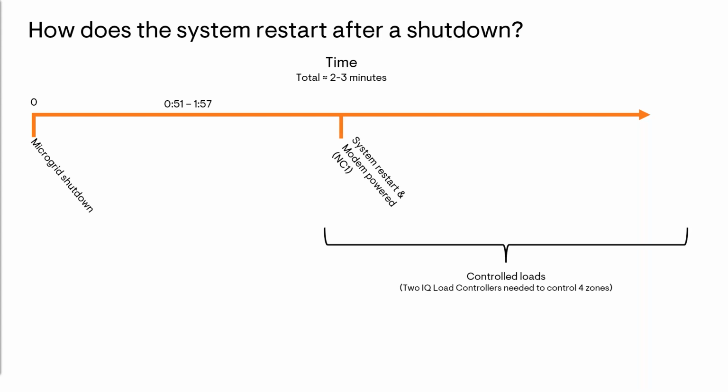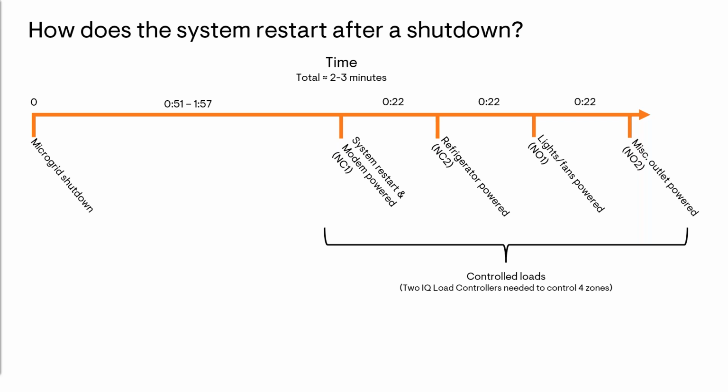Then after a gap of about 22 seconds, the second circuit will power up. After a gap of another 22 seconds, the third circuit will power up. And then lastly, one more gap and the last circuit will power up.